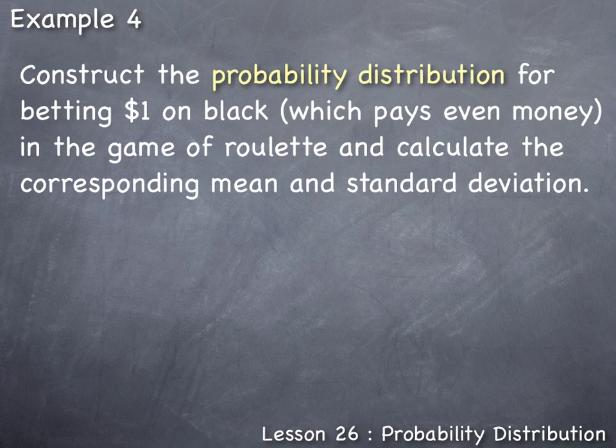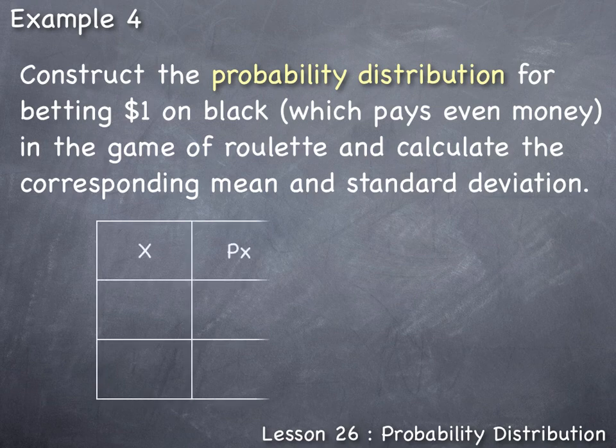The probability distribution can be displayed in table, graph, or formula form. For this example, we'll construct a probability distribution table. A probability distribution table is a table containing 2 columns. The first column lists the random variable x and all the possible outcomes. The second column lists p of x, the corresponding probabilities of getting those outcomes.